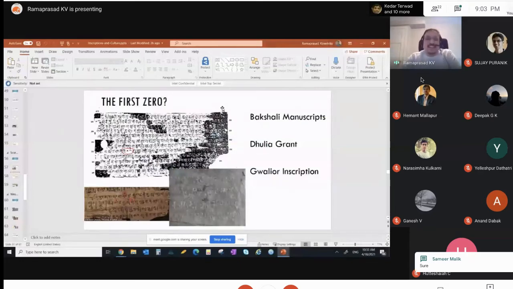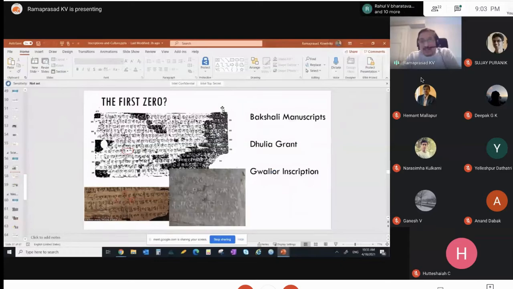So there are references to science in these inscriptions too. Number one is, as I said, the numbers. We know that the decimal system came from India. The numbers that we use all around the world actually came from India, 1 to 10, 1 to 0 rather. So the concept of shunya came from India.